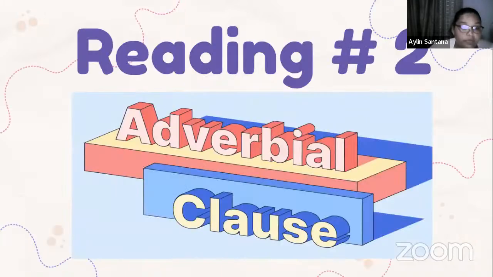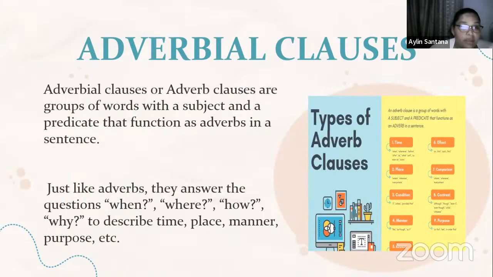Reading number 2, adverbial clauses. Adverbial clauses or adverb clauses are groups of words with a subject and a predicate that function as an adverb in a sentence. Just like adverbs, they answer the questions when, where, how, and why to describe the time, place, manner, and purpose. Okay, and other ones that I mentioned throughout the explanation in the class.